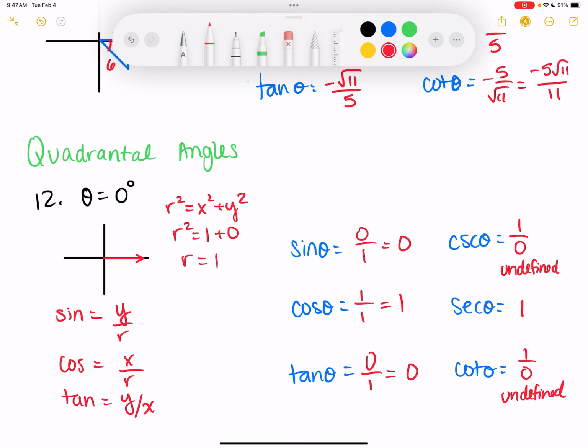Now, for some reason, the odd ones are radians and the even ones are degrees, so I'm going to just make one up here.